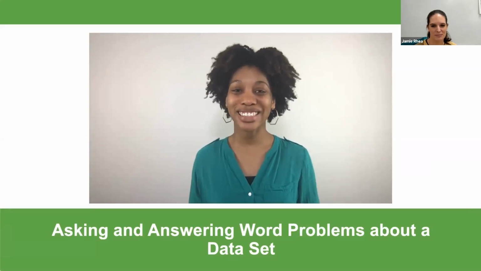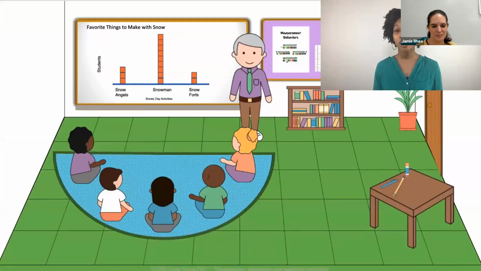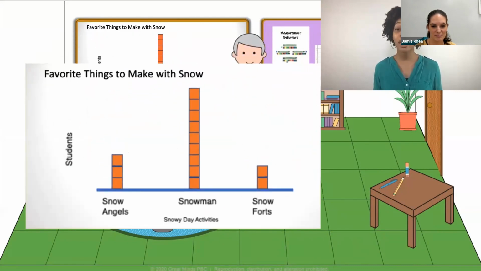Let's get started. This class is also learning about graphing. Their teacher asked the children in this neighborhood what they like to do in the snow. Make snow angels, make a snowman, or make snowboards. This teacher then made this graph showing how they answered his question. Take a moment to think. How is this graph similar or different than the graphs that we've seen before?